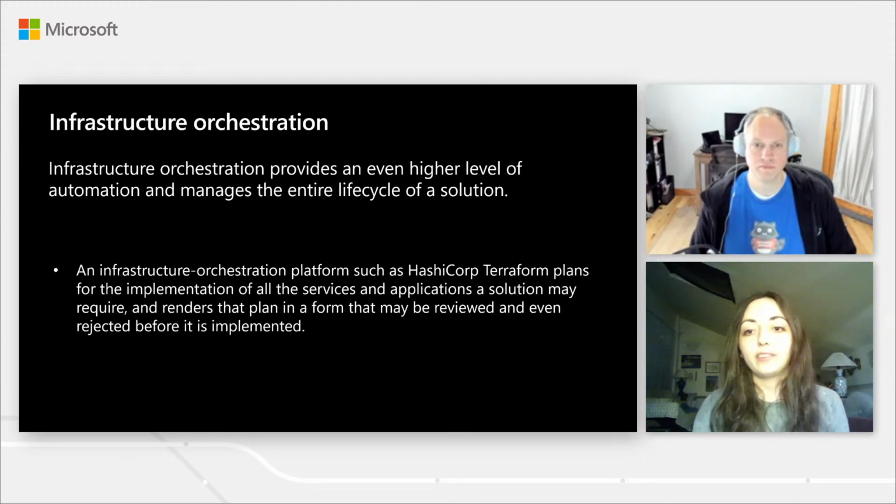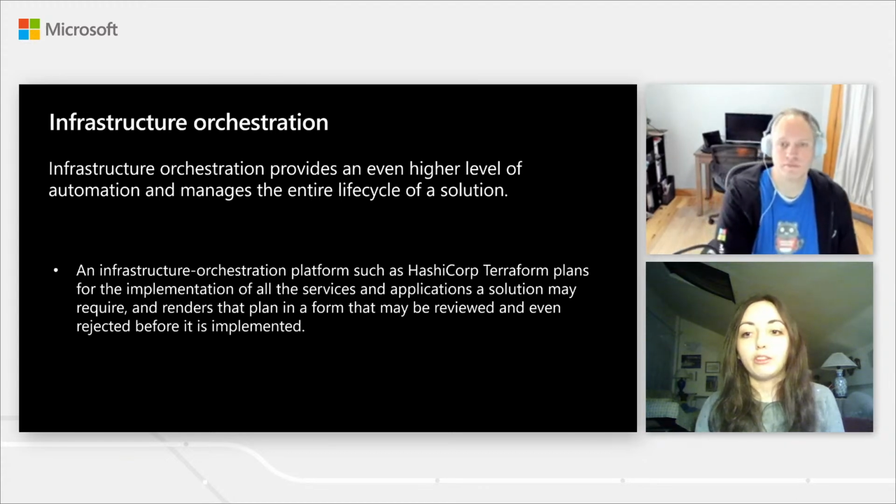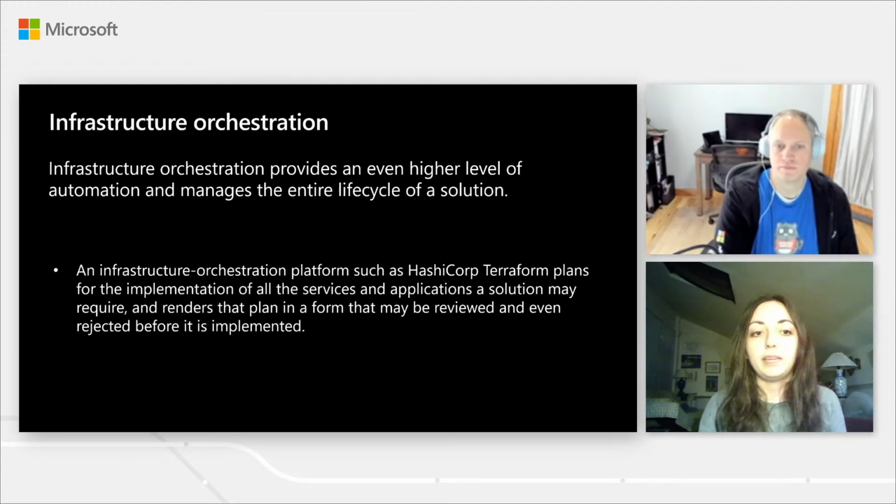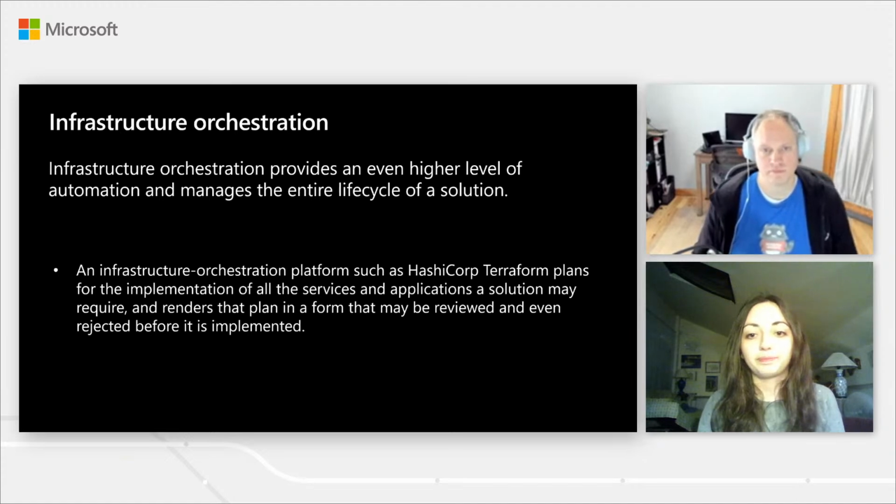And the last form of automation is infrastructure as code, which provides a higher level of automation and automates the entire lifecycle of a solution. An infrastructure orchestration platform, such as Terraform, plans for the implementation of all services a solution may require and renders the plan in a way that can be reviewed or even rejected before it is implemented.